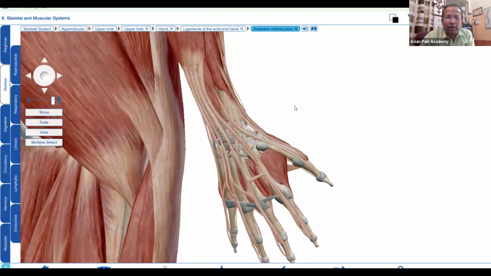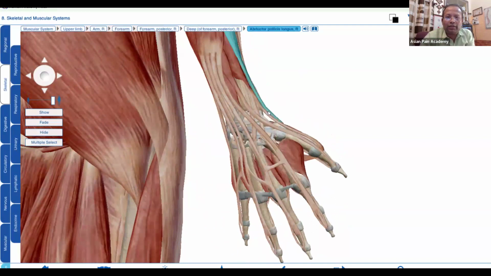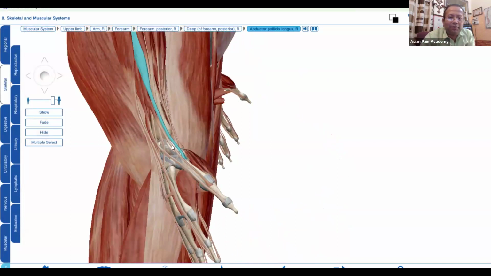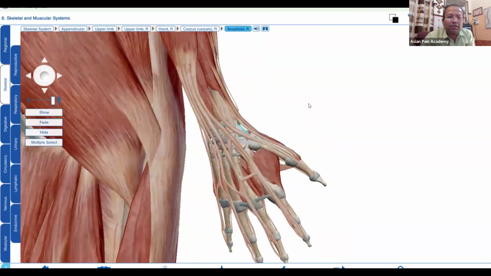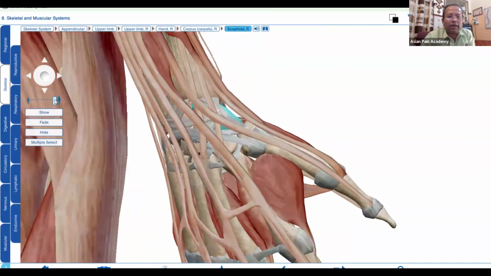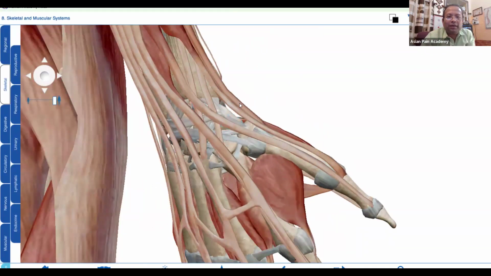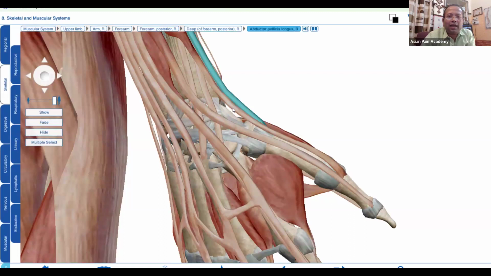Remember, here there are 2 tendons. One is APL, abductor pollicis longus, and another tendon is EPB. Just a minute. I will make it even bigger. Okay. So this is APL and EPB, abductor pollicis longus and extensor pollicis brevis. This much you have to just memorize.